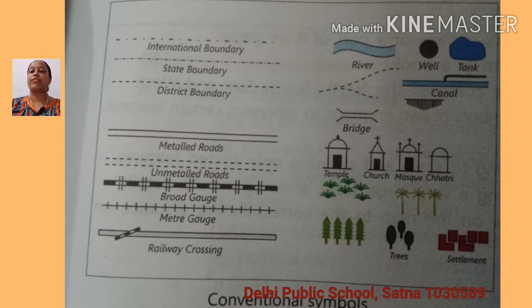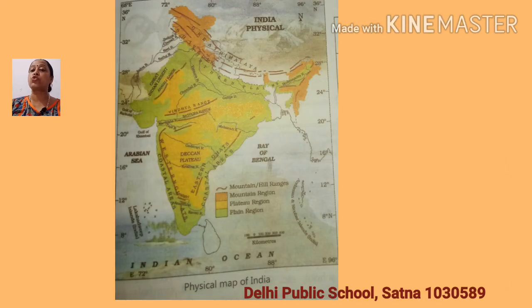In a physical map, children, different colors are used to show different features. Green color is used for plains, yellow for desert. If the green color is there, you have to understand that it is for the plain. If yellow color is there, it means desert. Brown for highlands or mountains. It means in this area you will find mountains. While blue is used to show rivers, seas and oceans.